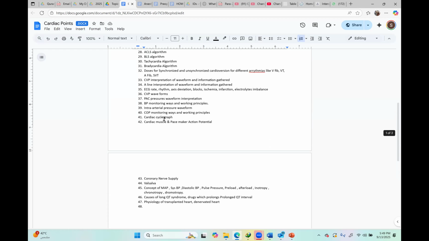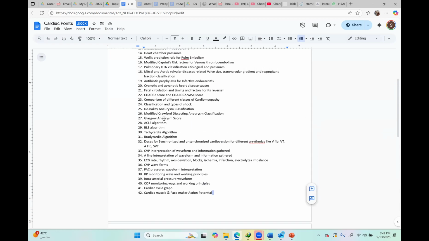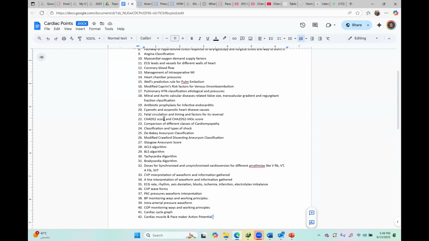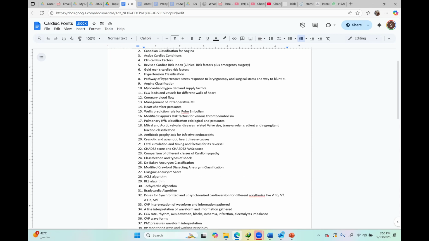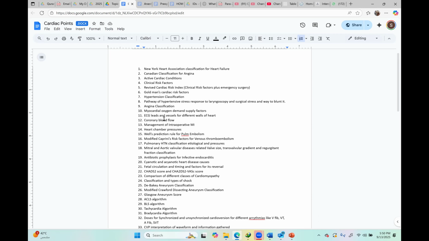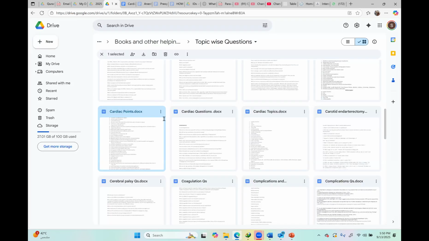For people appearing in basic sciences, they can ask you about the waveforms of the cardiac cycle and action potential. They can even ask about the intra-arterial pressure waveform. ECG rhythm, I have told. Bradycardia algorithm, tachycardia algorithm. Glasgow aneurysm score: these are from the topic of aortic dissection, and I have not discussed it today. We will try to discuss it some other time with vascular anesthesia. But usually this is one file.